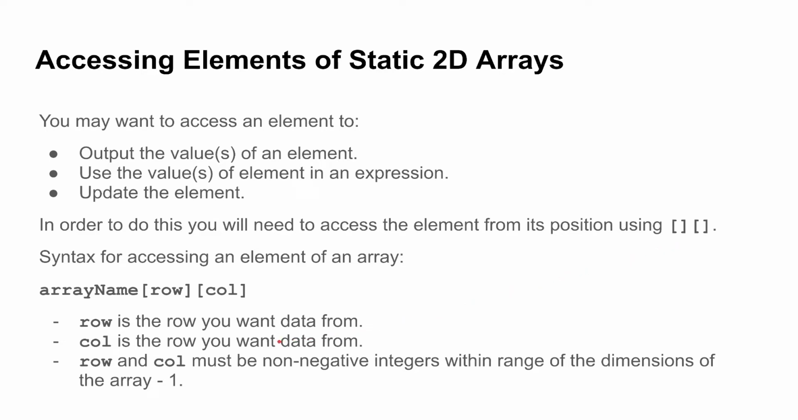The syntax to do that looks just like this. We are going to use the identifier of the array, and then the row number we want to access some data from, and the column number we want to access some data from. This row and this column need to be non-negative, and they need to be within the range of the dimensions of the array minus 1. So if this is a 10 by 5 array, this row number can be 0 through 9, and this column number can be 0 through 4.